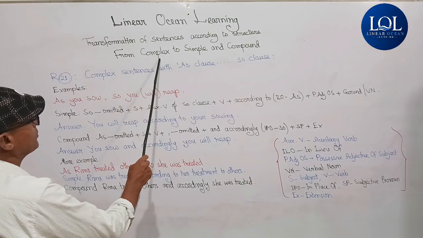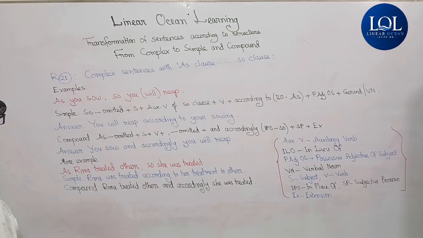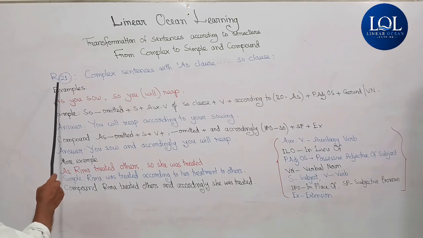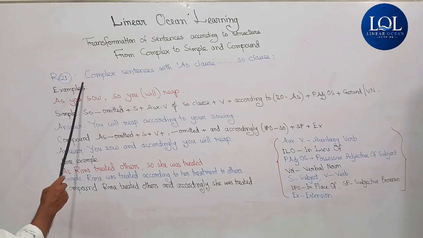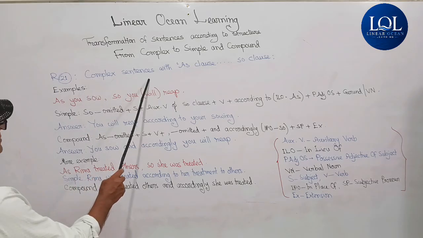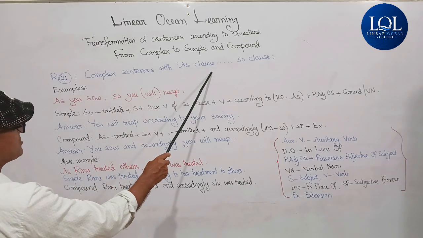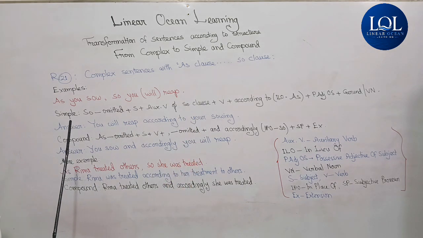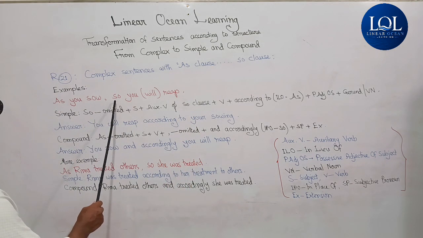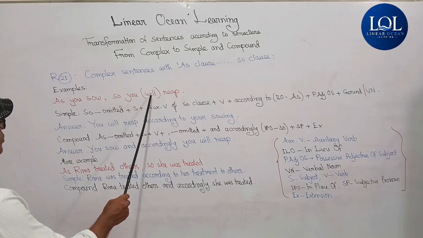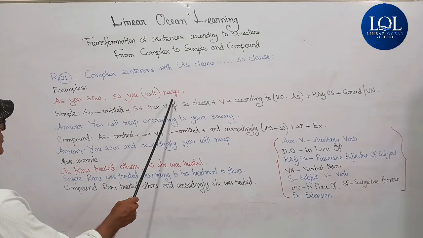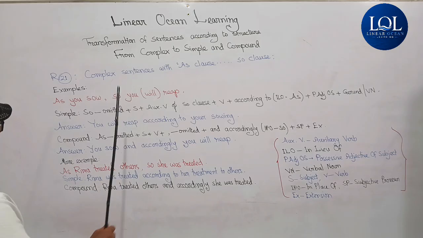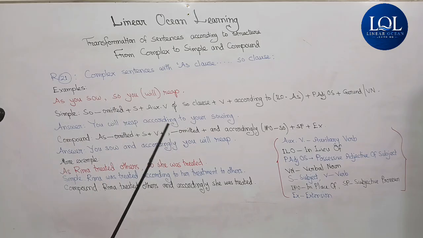Transformation of sentences according to structure, from complex to simple and from complex to compound. Today I will talk about Rule 21, complex sentences with as clause, so clause. Examples: As you sow, so you will reap, or you shall reap, or will you reap.